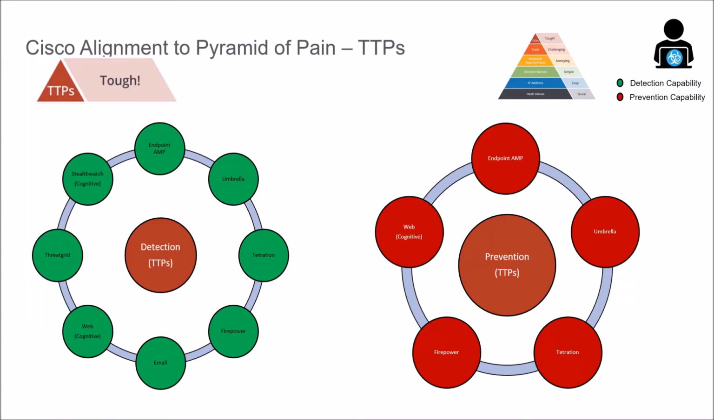Pyramid of pain. We're at the top, right? We're at the toughest level for the adversary to overcome, right? Tactics, techniques, and procedures, right? So this is really about understanding how the adversary goes about accomplishing their mission. The goal here would be identifying things all the way from reconnaissance to data exfiltration, and then everything that's in between. Truly understanding your adversary and the behaviors that they're going to leverage.